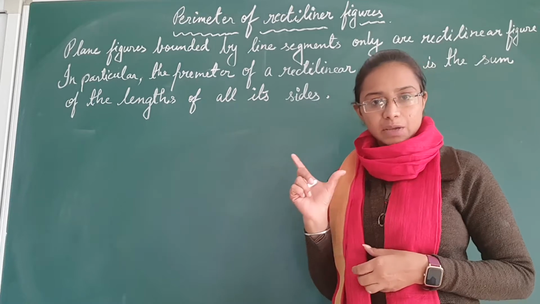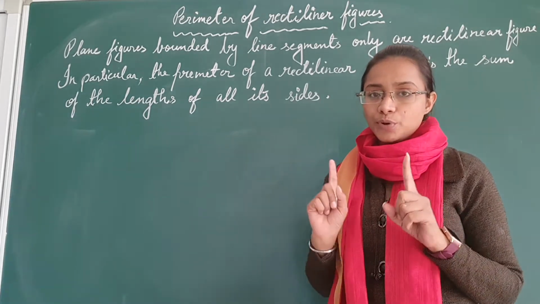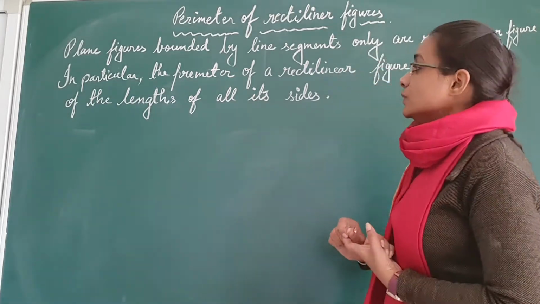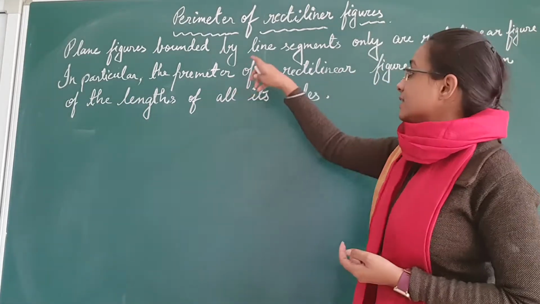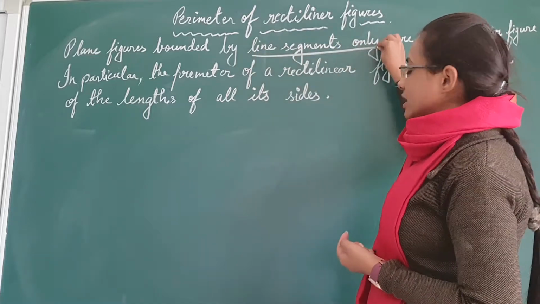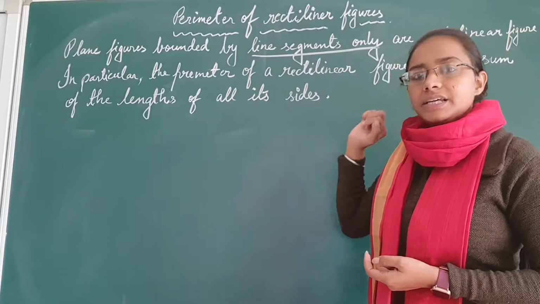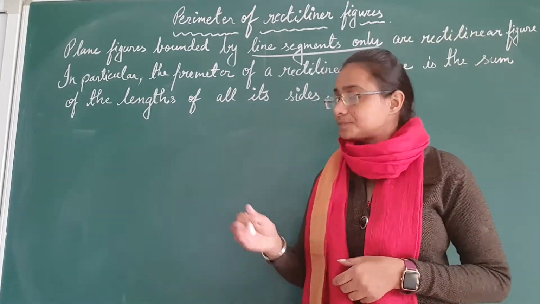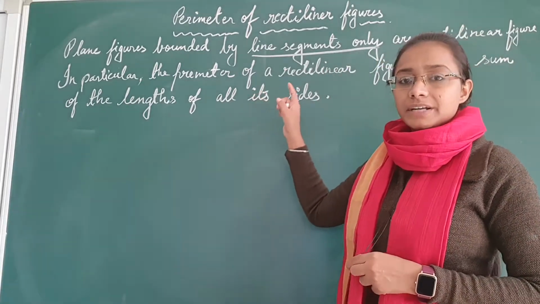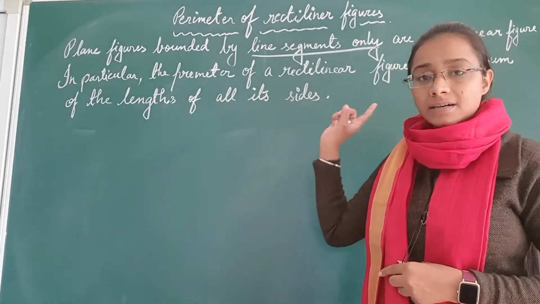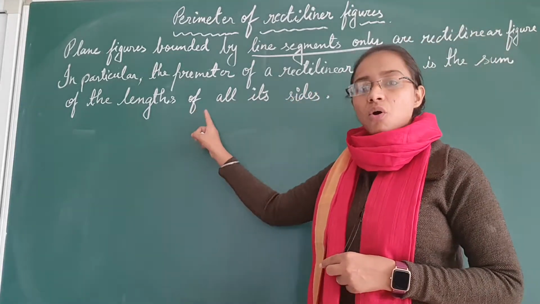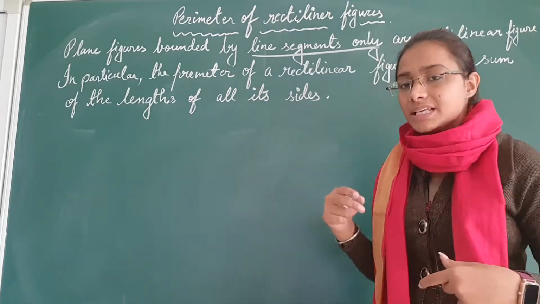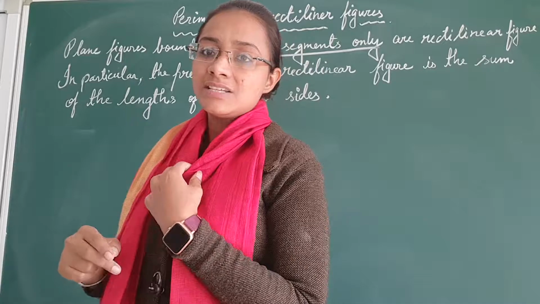Bounded by line segments. Line segments, you know that between the 2 points the line which has been drawn is known as the line segment. So the plane figure bounded by the line segments only are rectilinear figures. In particular, the perimeter of a rectilinear figure is the sum of the length of all its sides. This we have already discussed in previous class also.